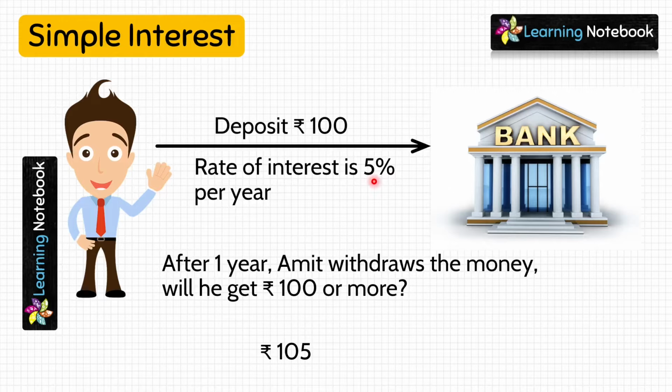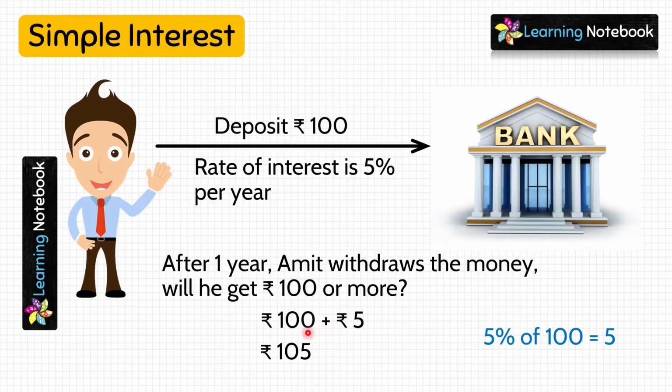5% on the deposited money. That is 5% of rupees 100. And 5% of 100 is rupees 5. So Amit will get rupees 100 as well as 5 rupees of interest, which equals rupees 105.